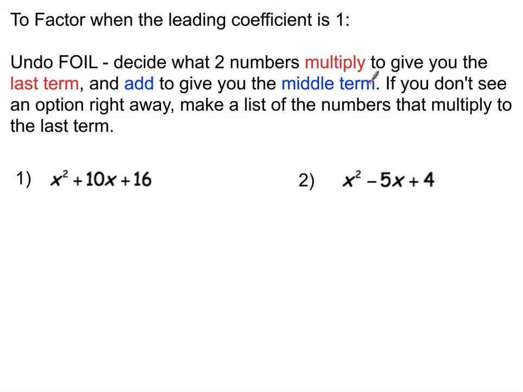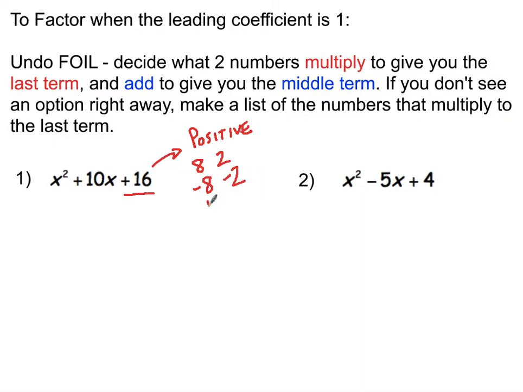And I have that written here again. So we're going to decide what two numbers multiply to give you the last term. So we're going to start there. So here's the last term in this example. We have to figure out two numbers that will multiply to give us 16. And that's a positive 16. So that means that both of our numbers either both need to be positive or both be negative. So for example, positive 8 times a positive 2 would make positive 16. But also a negative 8 times a negative 2 would make a positive 16.